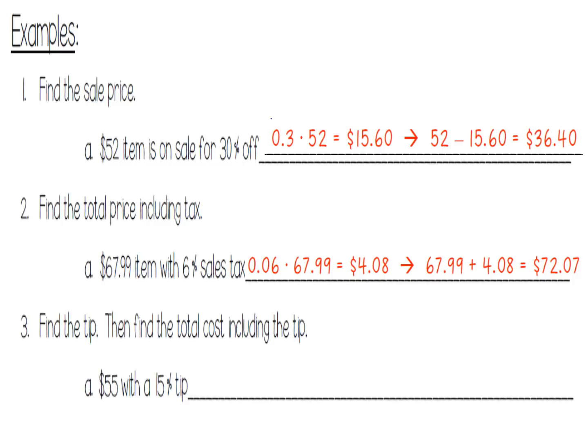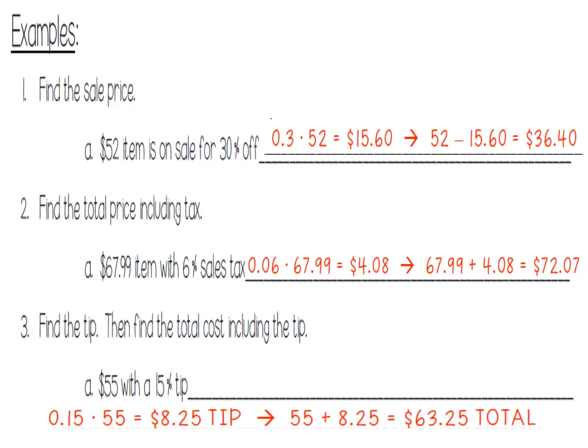All right, let's look at number 3. We're going to find the tip, which means we add. Change the percent to a decimal, 15%, that is 0.15 times 55. That would give you $8.25, that's the tip. And you need to add 55 plus $8.25, and that would give you $63.25. Now let's go on and look at those problems.